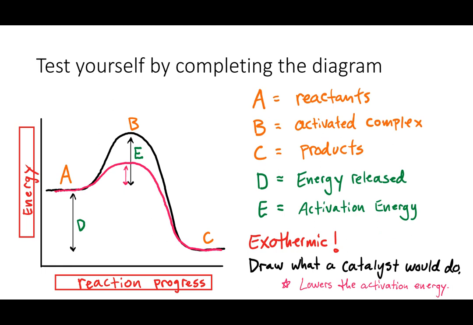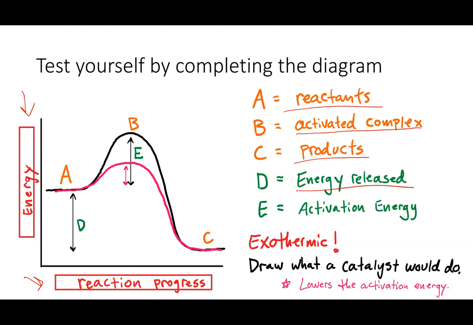Okay, so hopefully you gave that a go. Let's talk about the answers here. On the y-axis, we have energy, and on the x-axis, we have the reaction progress. A would be for this, where it goes from left to right. A would be the reactants. B is the activated complex, that sort of fleeting combination of reactants before they break apart into products. And of course, C would be where the products are.